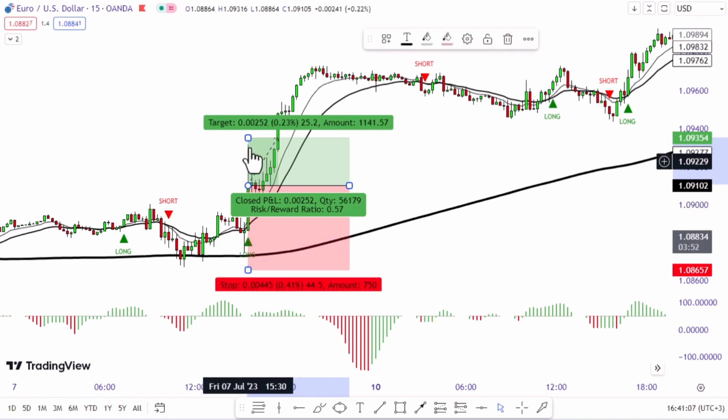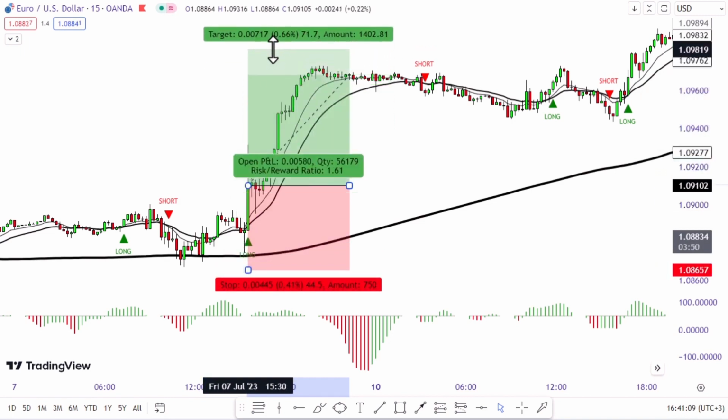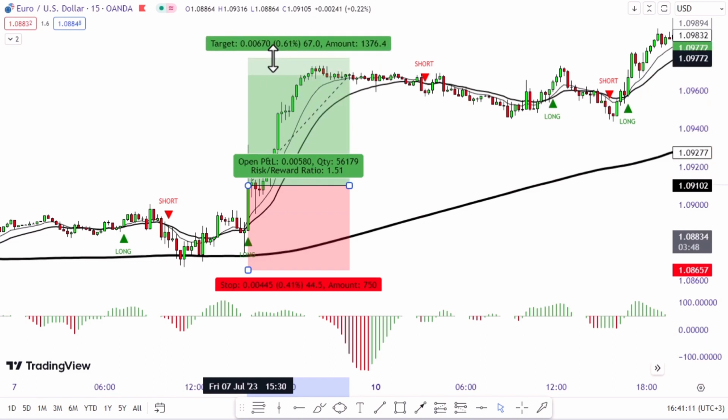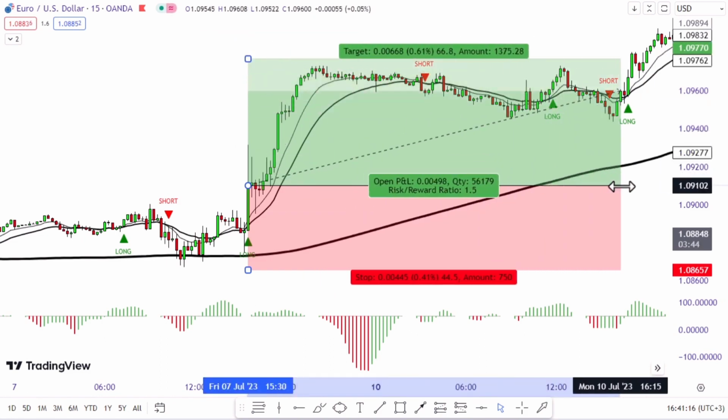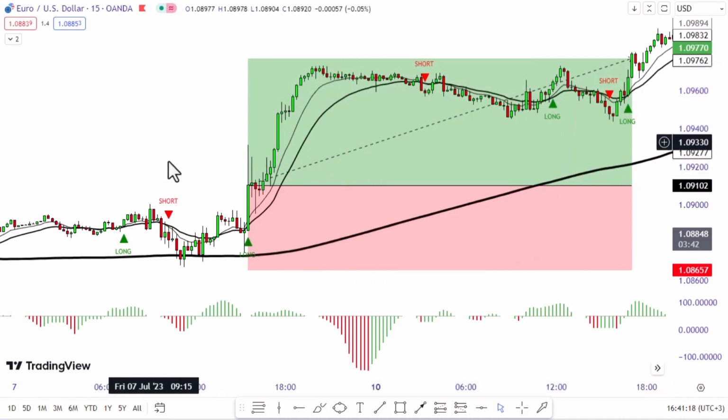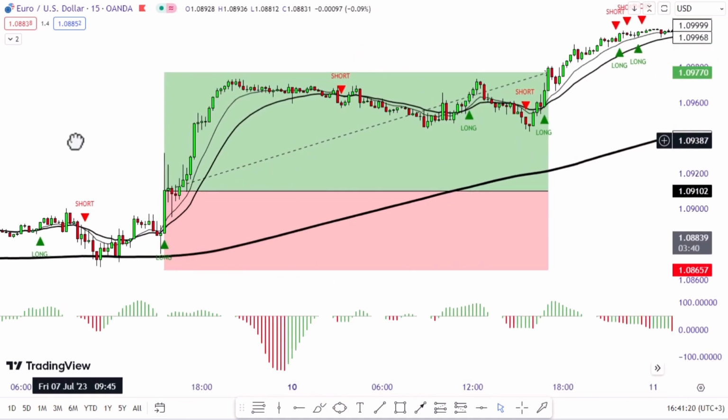When you feel comfortable, secure some profit. Aim for at least your initial risk amount, at a risk to reward ratio of 1.5 to 1. It's all about locking in those gains.